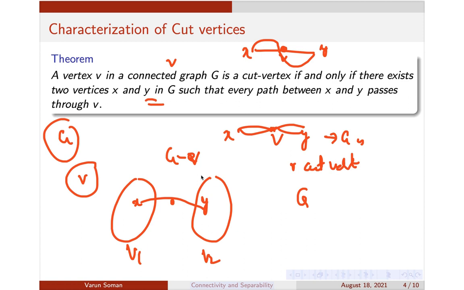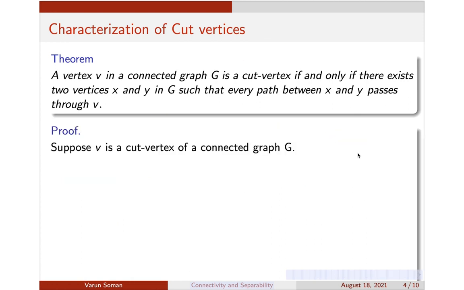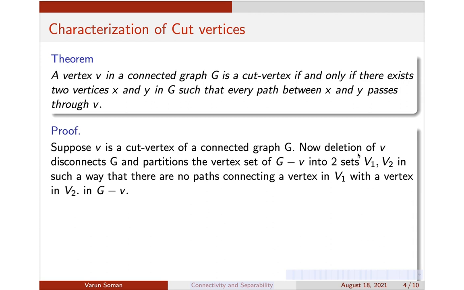So if you are assuming that V is a cut vertex, it is easy to prove that there will be two vertices with the property that every path running between them should contain this vertex V. That's a very simple thing. You can just think of that in such terms. I have written the proof here, you can just go through it. It's the same idea. So that's a characterization of a cut vertex: if V is a cut vertex, there will be two vertices such that every path between these two vertices should pass through this V. This is a very simple geometric idea.